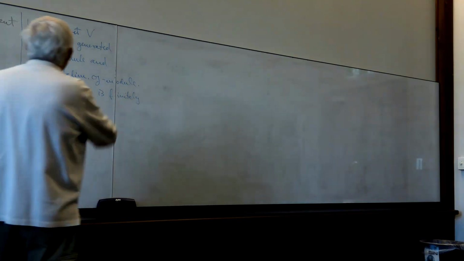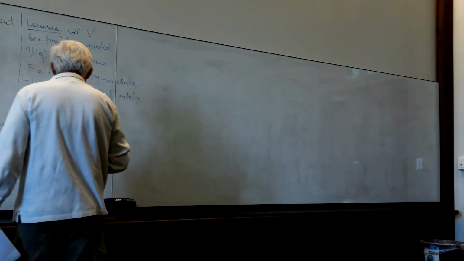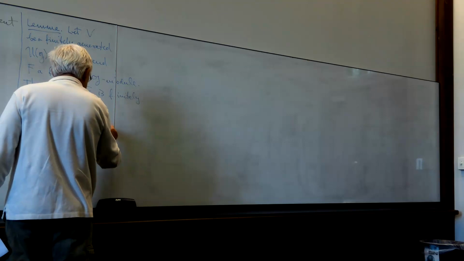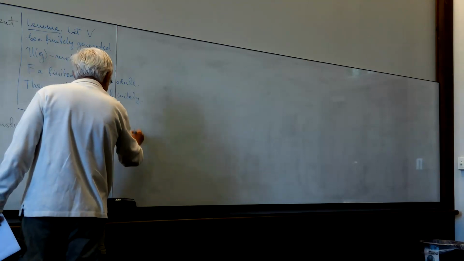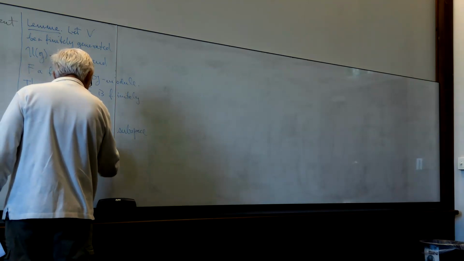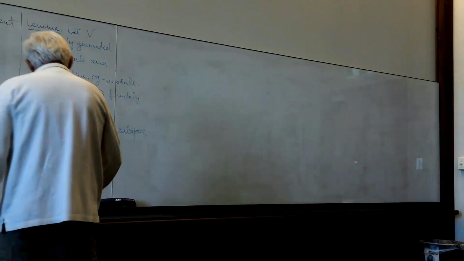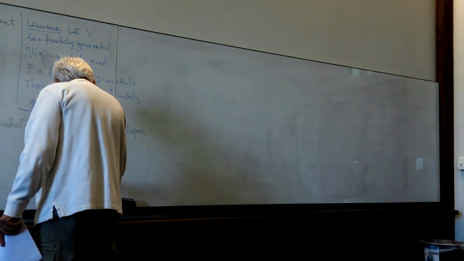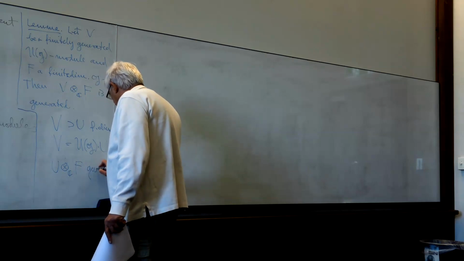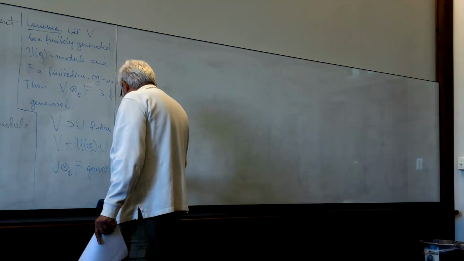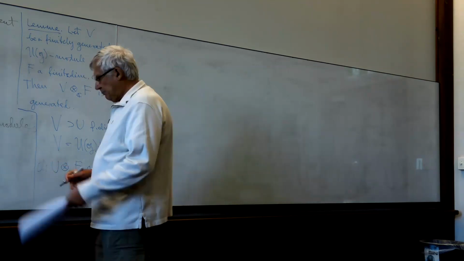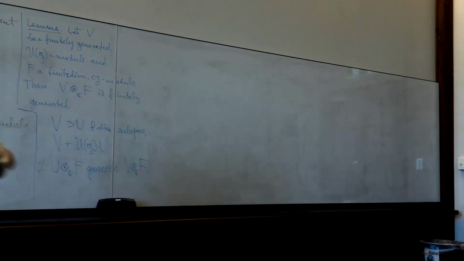So, since we assume that V is finitely generated, we can choose U a finite dimensional subspace such that V is generated by U. And now the claim is that U tensor over C with F, sorry, generates V tensor F. So this is to prove this claim.